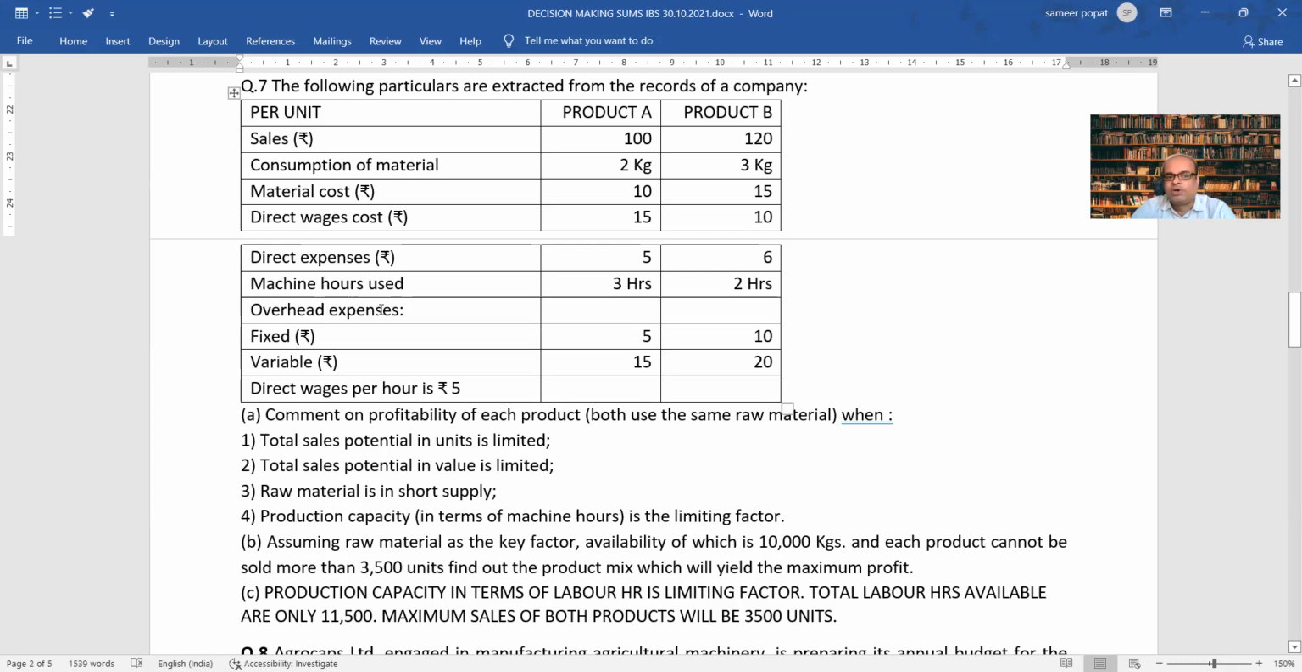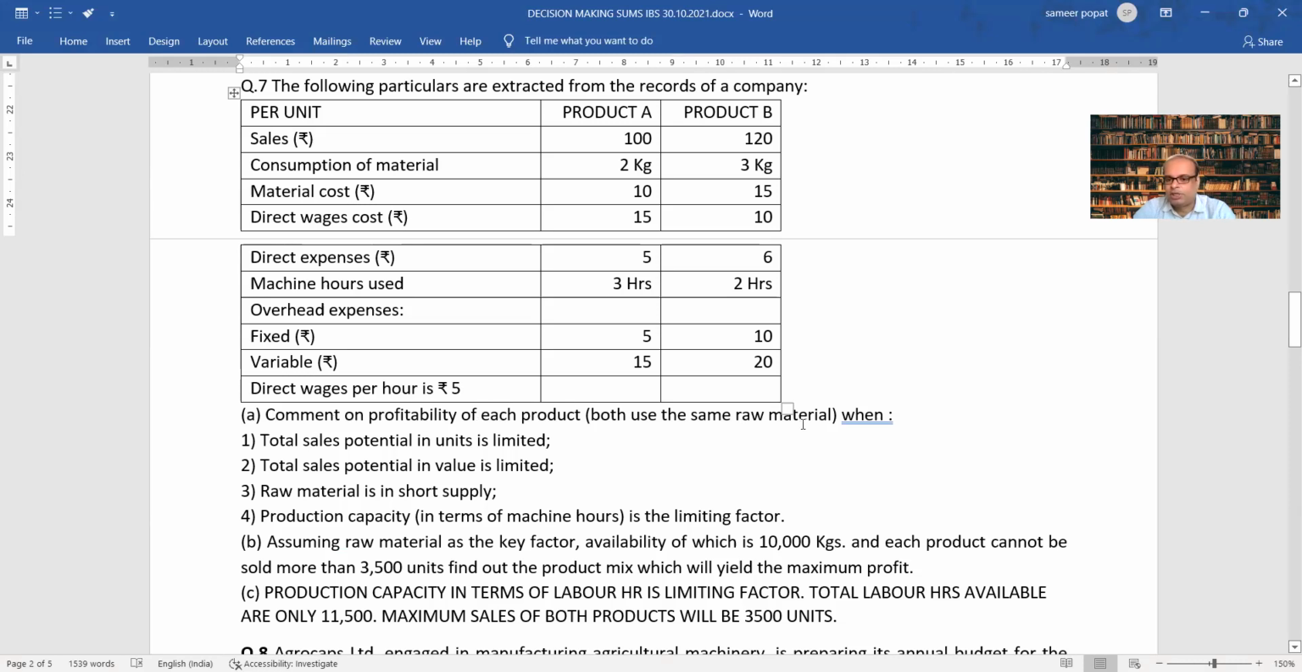Overheads are fixed rupees 5 per unit and 10 per unit. Variable rupees 15 per unit and 20 per unit. And direct wages per hour is rupees 5. So if a worker works for 1 hour, they will get 5 rupees of wages. Now, comment on the profitability of each product.